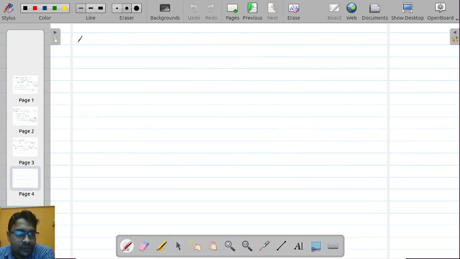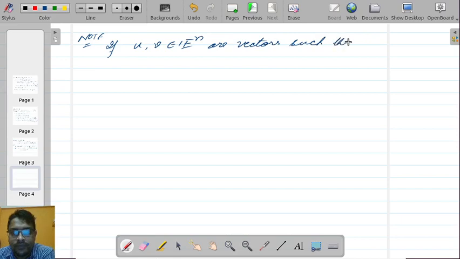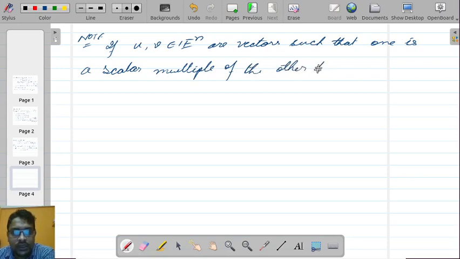Okay, note that if u, v belong to E to the power n, are vectors such that one vector is a scalar multiple of the other, then u and v are linearly dependent. Okay, so we can prove it very simply.